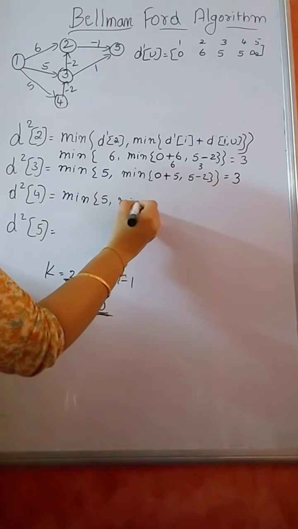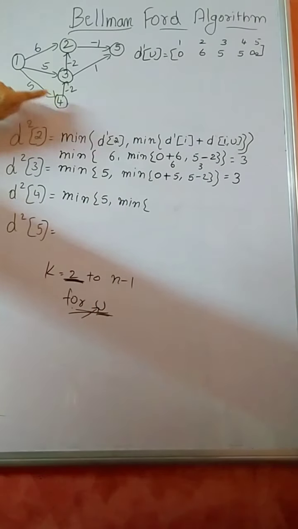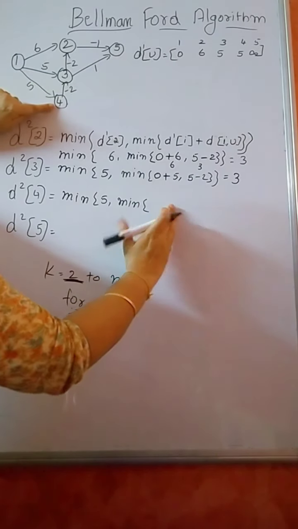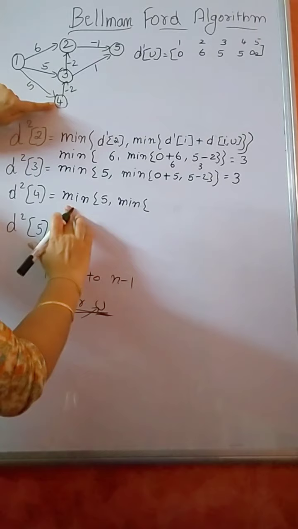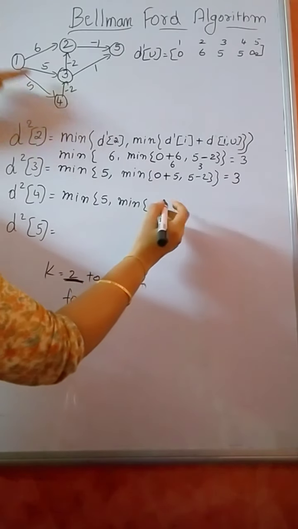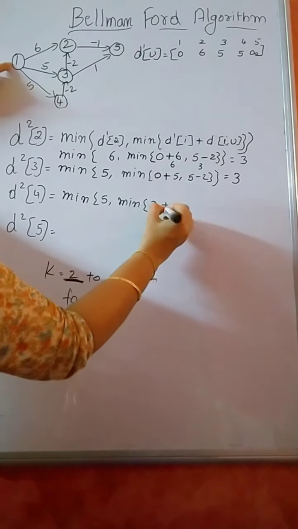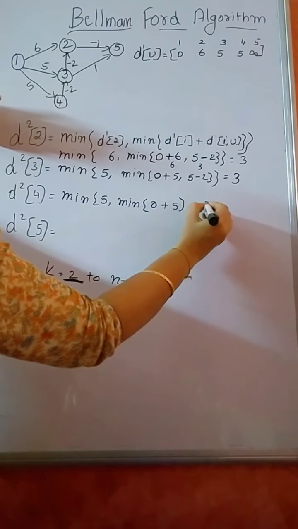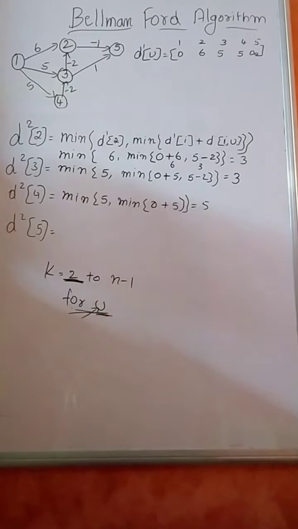How many incoming edges are there to the 4? Only one incoming edge there. Therefore, no need of writing the min. Otherwise, you want to write. Okay, so only one incoming edge is there. So distance till 1 is 0 plus distance from 1 to 4 is 5. So minimum is 5.